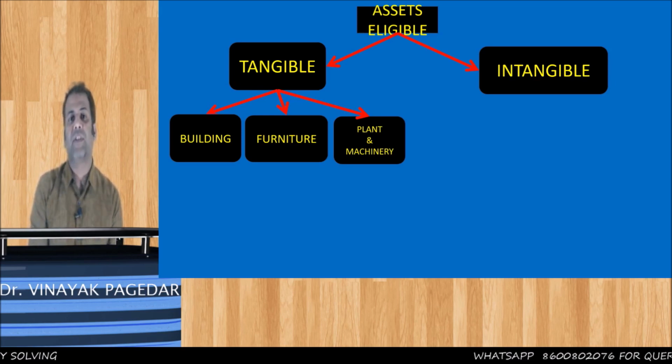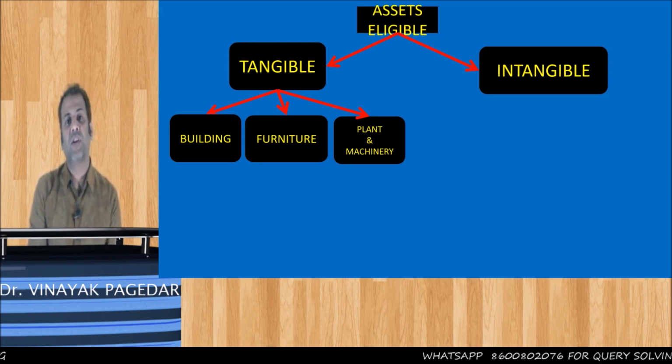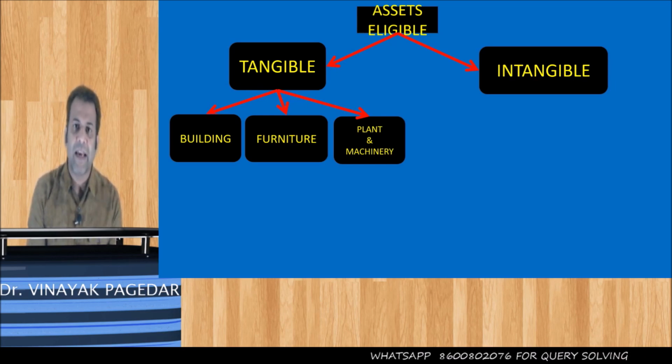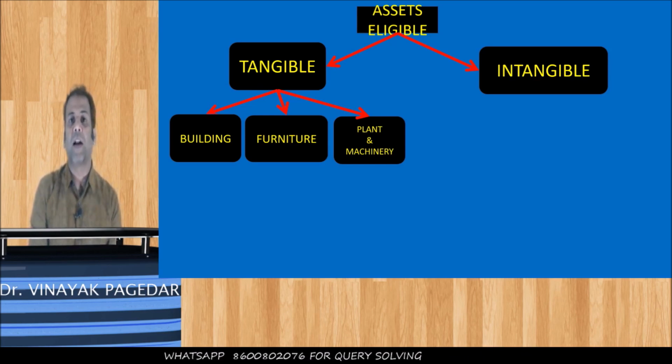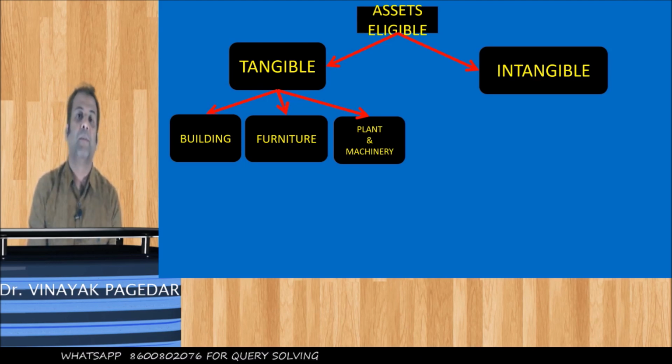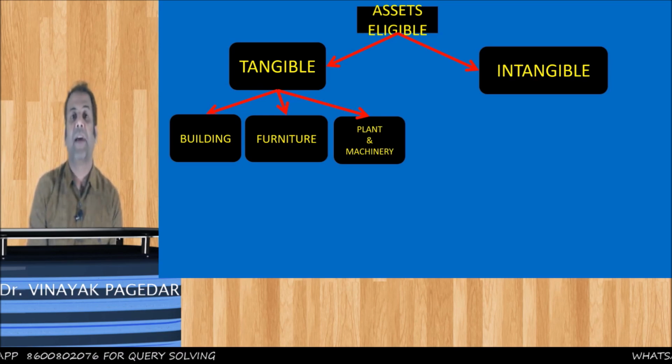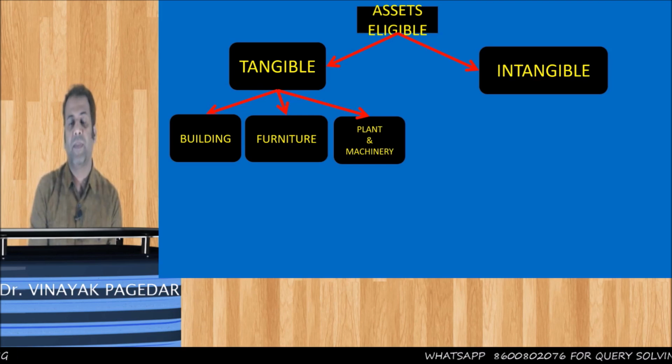Any asset which is not building and furniture, provided it is tangible and depreciable, is plant and machinery. Motor car is plant and machinery. Air conditioner is plant and machinery. Computer is plant and machinery because it is tangible and does not fall into the building and furniture category. So any tangible asset which is not building and not furniture is plant and machinery.